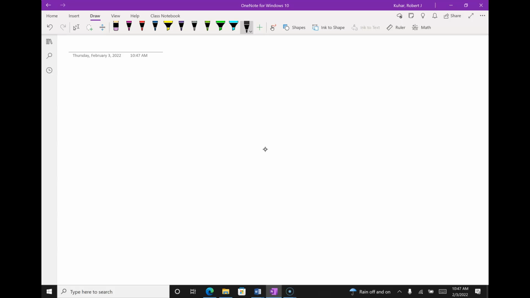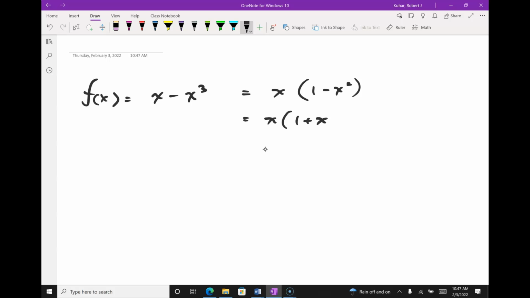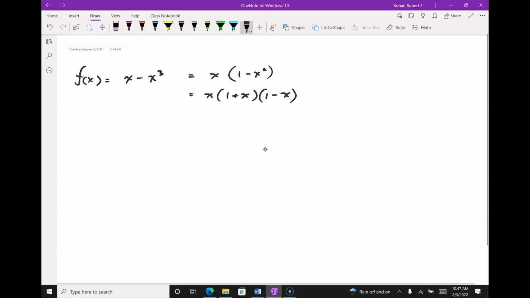So let's do f of x equals x minus x cubed. I'm just going to factor this real quick. What is it? 1 minus x squared. So it's what? 1 plus x, 1 minus x. Is this okay? Yes, everybody with me?